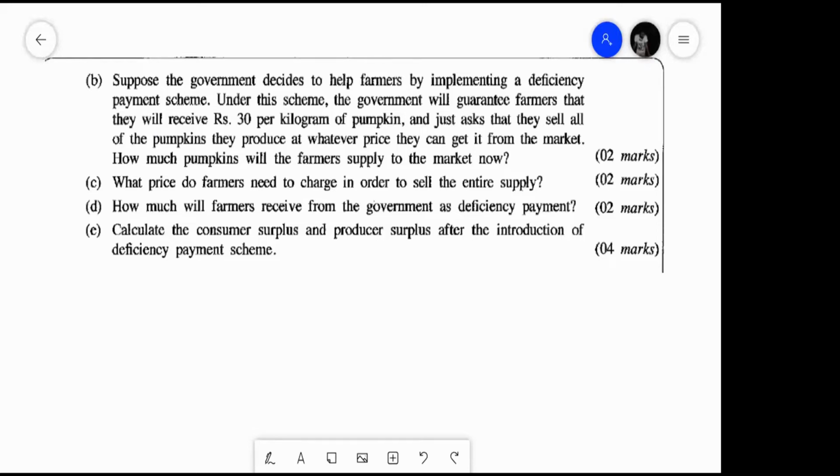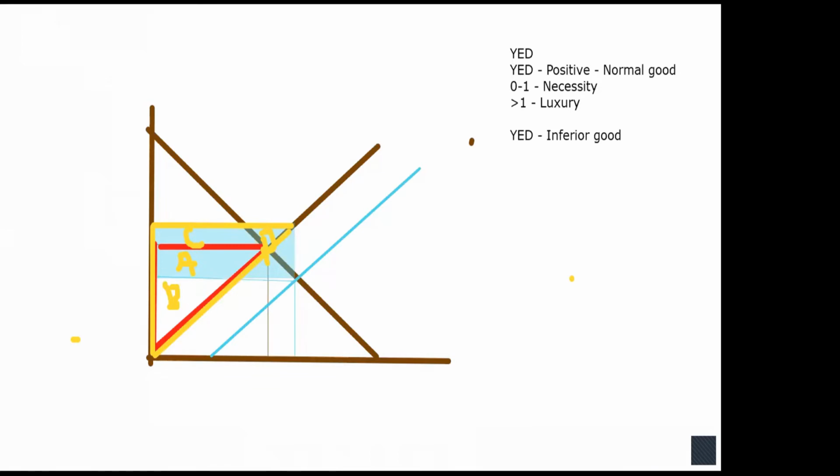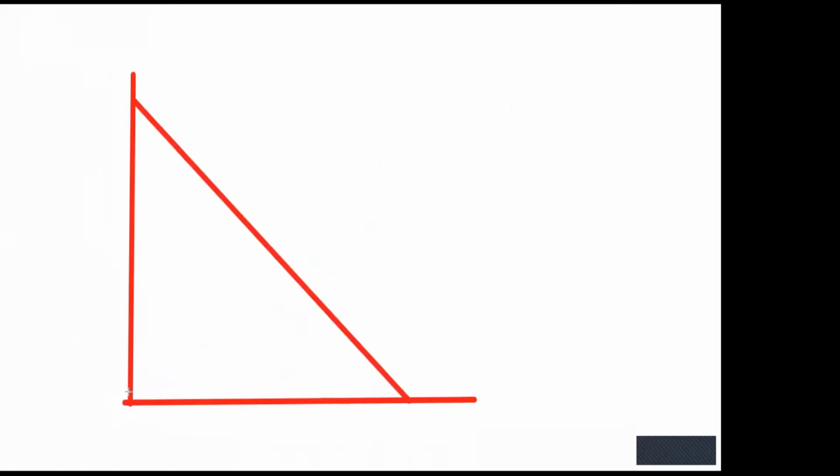So I'll draw this in my Zoom whiteboard. Okay, so what do you have? We have a situation. You have the demand, and you have a supply curve. You have an equilibrium price of 26 and an equilibrium quantity of 90. So you have a price of 26 and a quantity of 90.